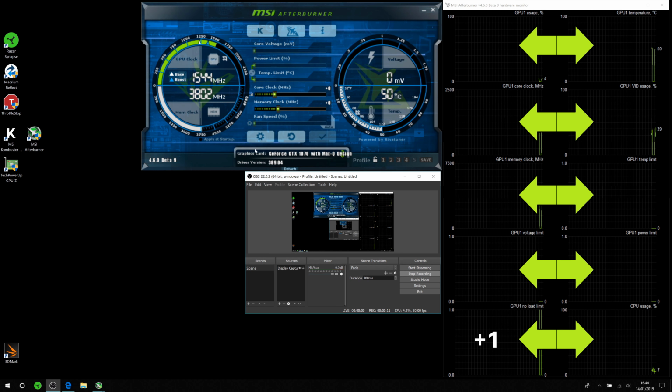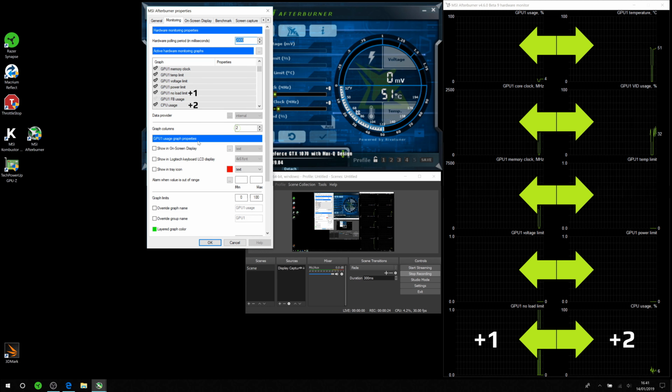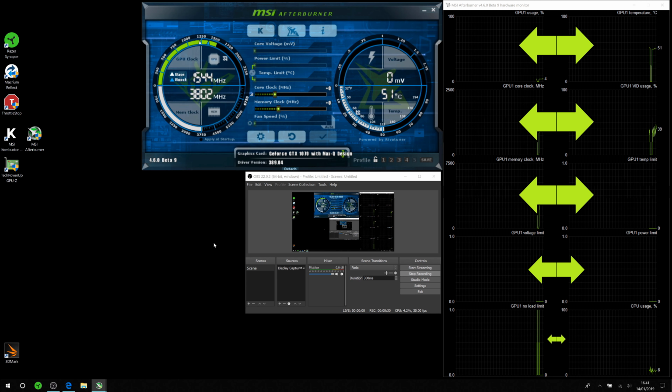I have split the monitoring into two and added two more things to monitor. Settings, monitoring, add GPU 1, no load limit and CPU usage. Graph columns changed to 2.